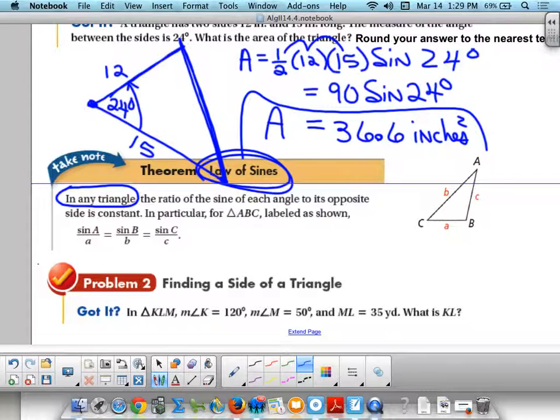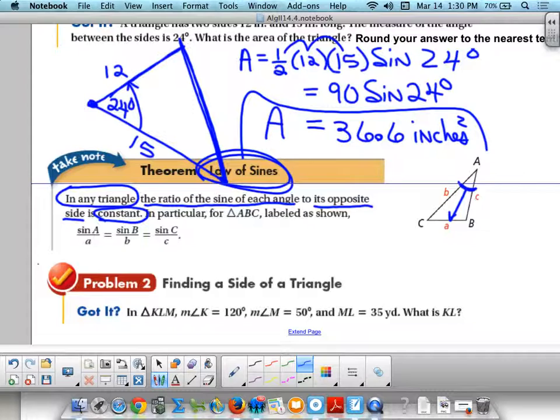Okay? Now, to use law of sines, it says this. In any triangle, the ratio of sine of each angle to its opposite side is always going to be the same number. Constant. It will never change. In particular, for triangle ABC over there, if I look at angle A, it has an opposite side of A. So sine of A over its opposite side A should equal sine of B over its opposite side B, which also should equal sine of C over side C.